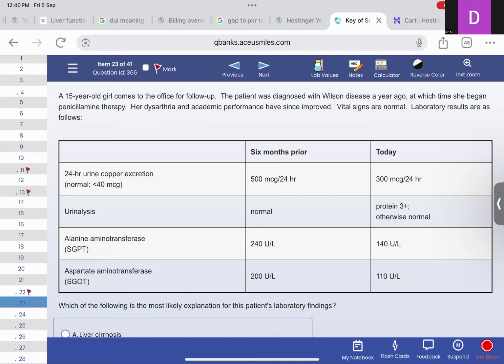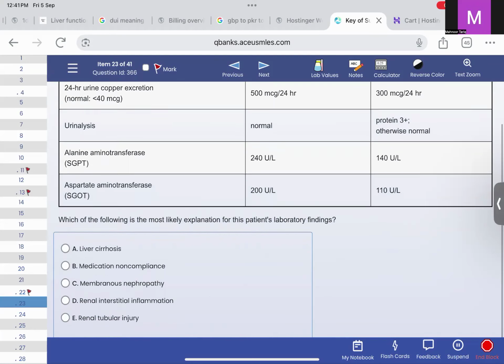Okay, may I read this one then? Which of the following is the most likely explanation for the patient's laboratory findings? A 15-year-old girl comes to the office. The patient was diagnosed with Wilson disease a year ago, at which time she began penicillamine therapy. Her dysarthria and school performance have since improved. Her vital signs are normal. Laboratory results are shown. 24-hour urine copper was like 500 and now it's decreased.